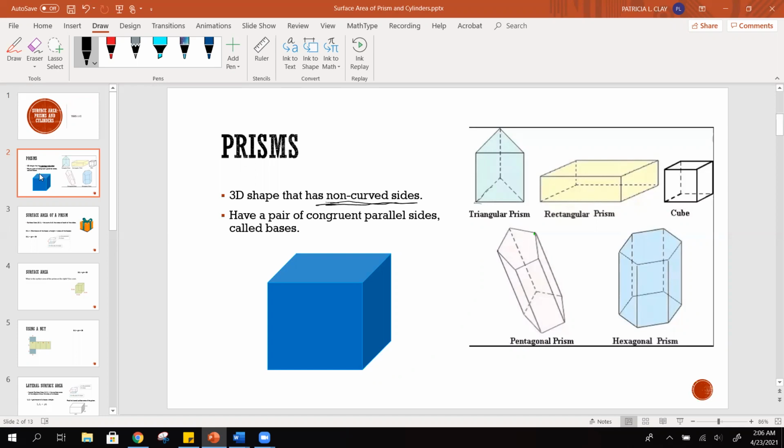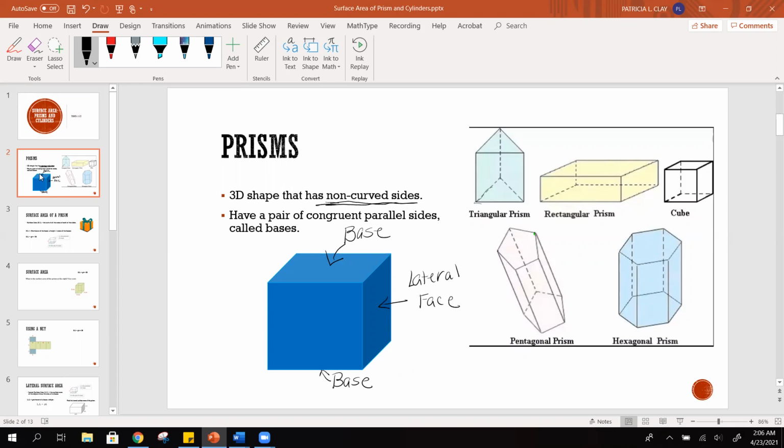So let's identify some of the pieces of our prism. So it says we have two congruent parallel sides called bases. So the top of your prism is a base and the bottom of your prism is also your base. So what it's sitting on. Around it, you have what's called faces. There are lateral faces. You can just say faces for short. So this cube has 4 sides, so that means it has 4 faces around and it'll have 2 bases.